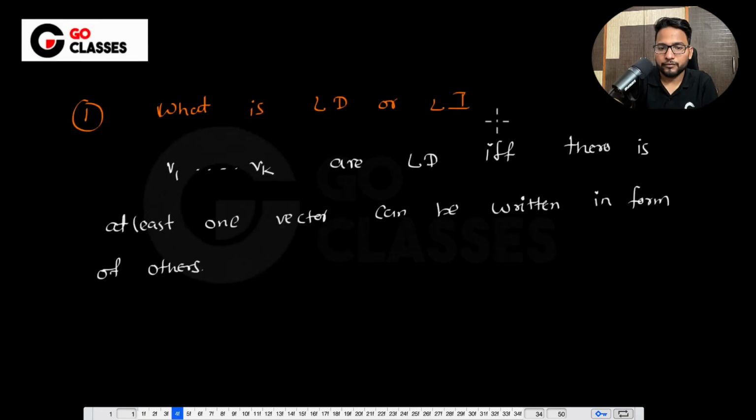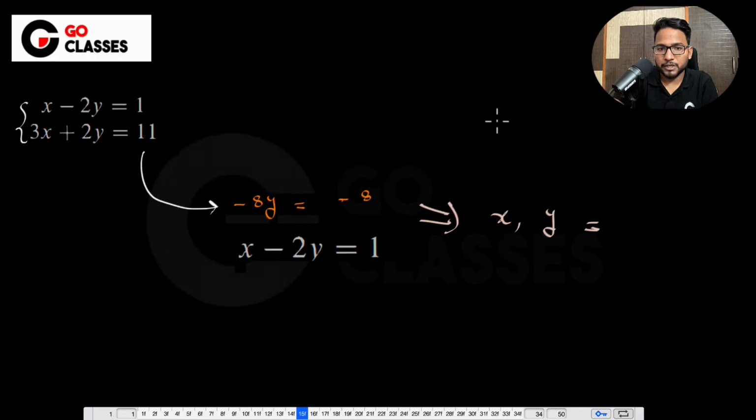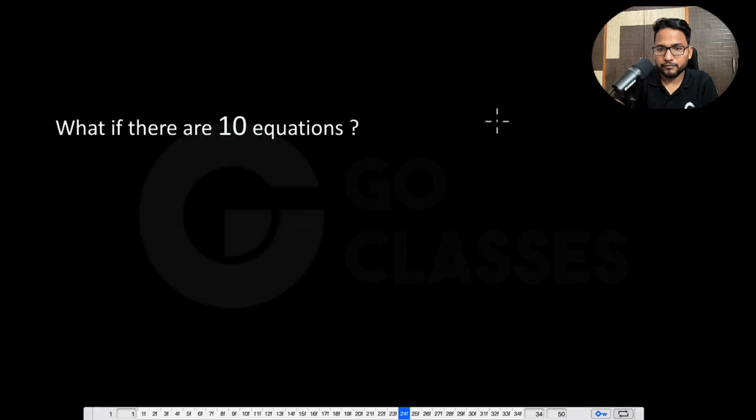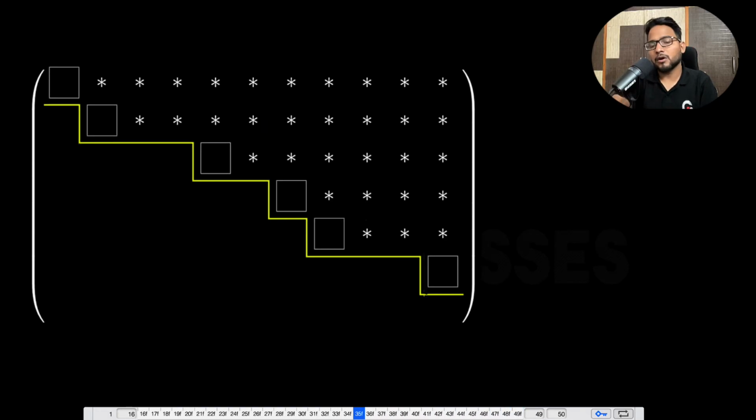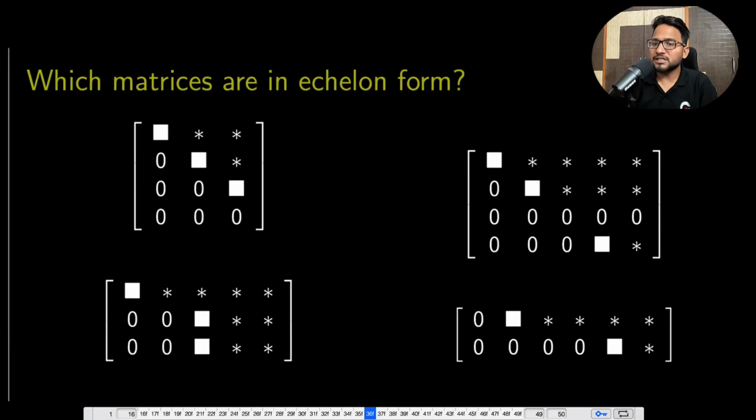Now let me go to that page. Now let's see if this is the echelon form. I'm not giving the absolute values. I'm just telling you that if you are forming the stairs, then it is in the echelon form. Okay, now let's do this question.